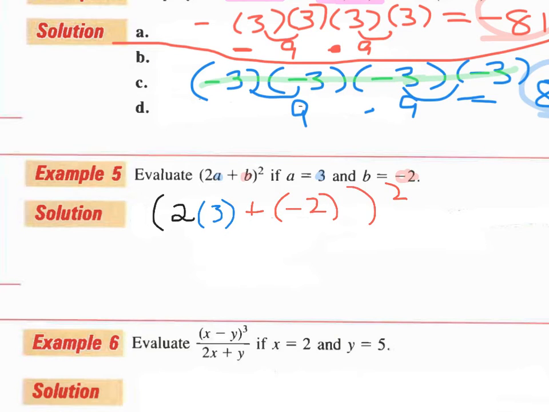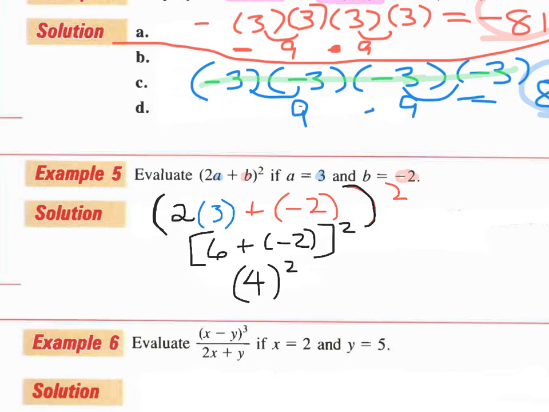And now I have a bigger parenthesis here, so the whole thing is in parentheses. So now the first thing I'm going to do is work within the parentheses. I'm going to multiply first, so I get 6 plus -2. And then I'm going to raise the whole thing, after I add it, to the second power. So now I'm going to add 6 plus -2. I get 4. And now I can square the 4, giving me 16. So you need to take your time, work within the parentheses first.